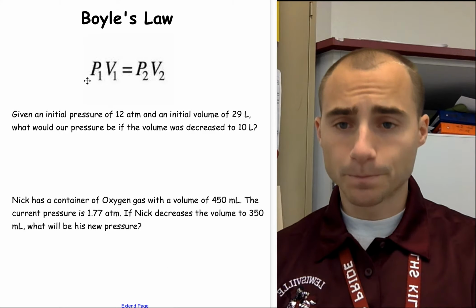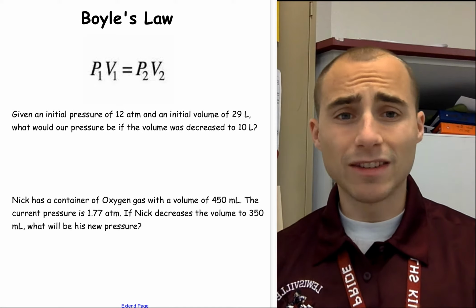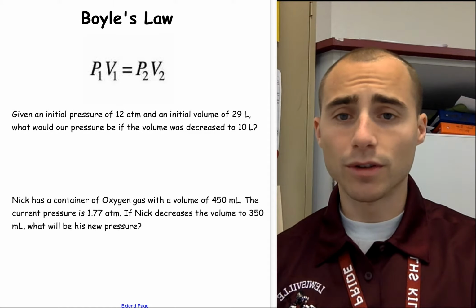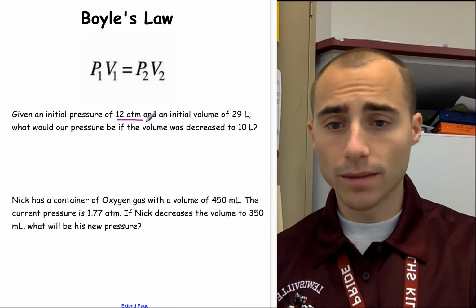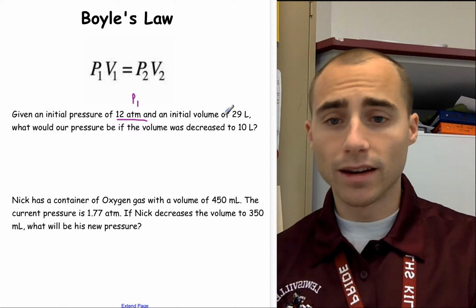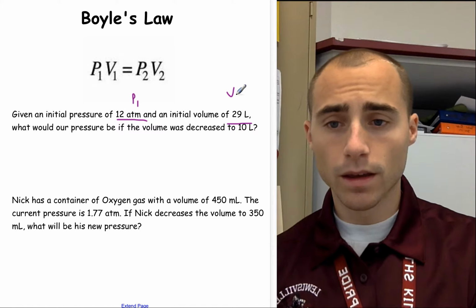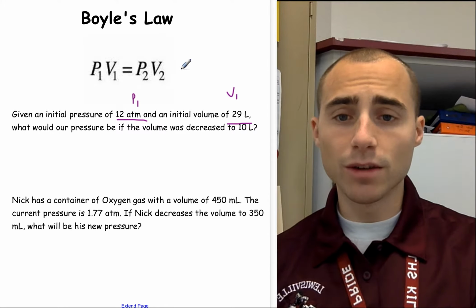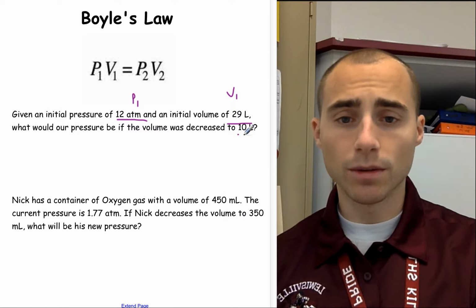So we look here, I have our formula up here. It's the same process we've used for the other laws. You just identify what you have. So given an initial pressure of 12 atm, that's going to be pressure 1, and an initial volume of 29 liters, that's going to be volume 1. What would our pressure be if the volume decreased to 10 liters? Whoops, there we go. So that's going to be volume 2.